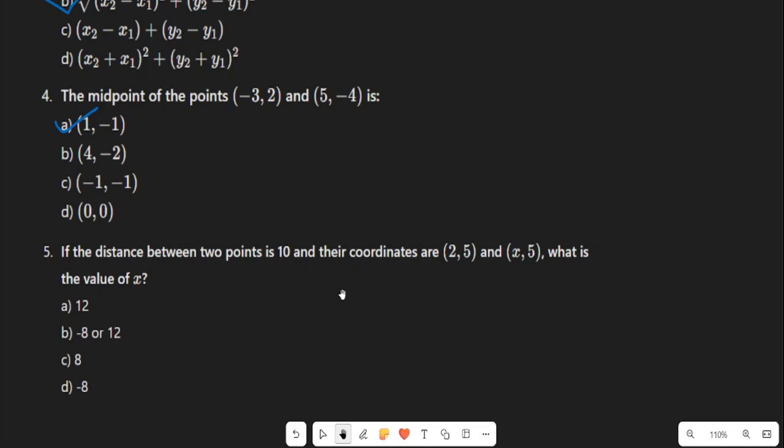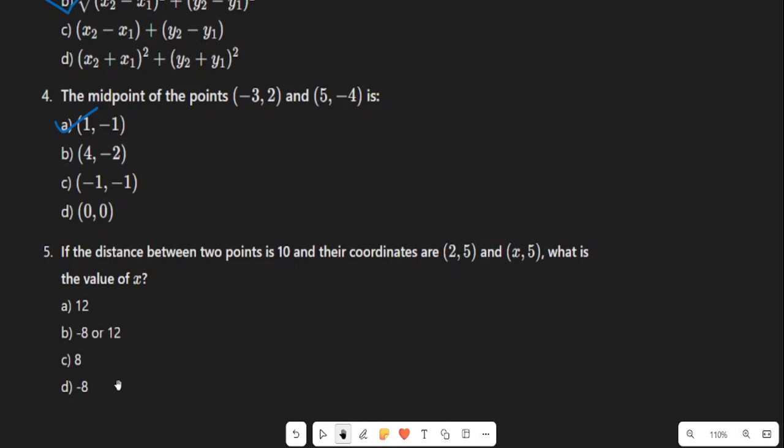Here it is distance, so let's go with the distance formula. Here we will input 2 minus 12 whole square plus 5 minus 5 whole square, then we get 10. But there is another option which is minus 8 or 12. Minus 8 or 12 means both will be the correct options. So we will see again, if we input minus 8, is the answer 10?